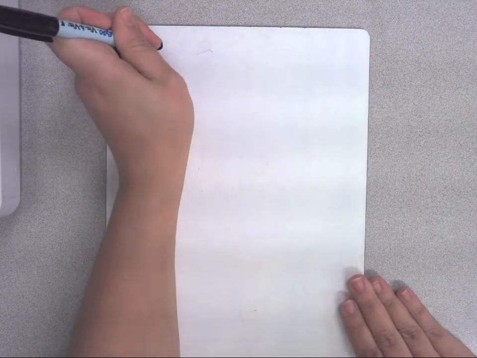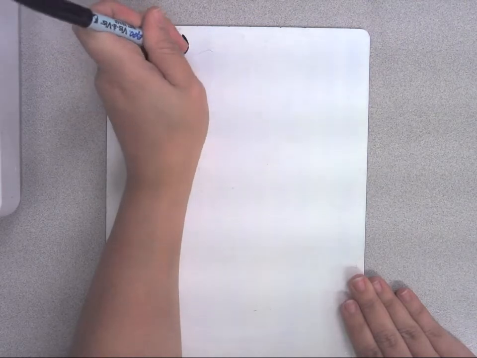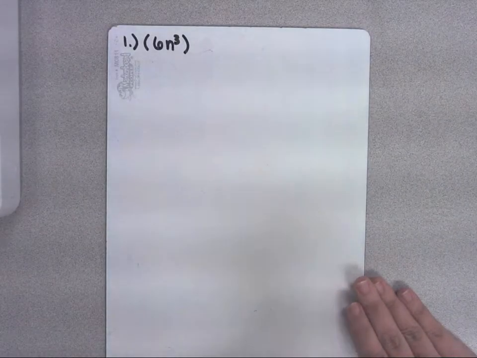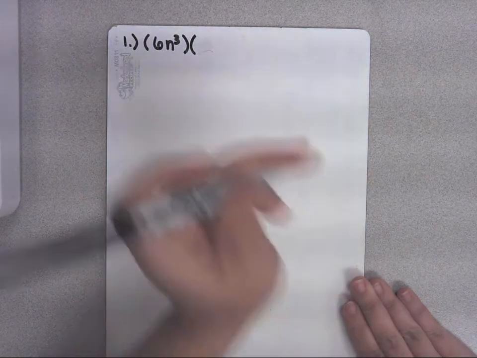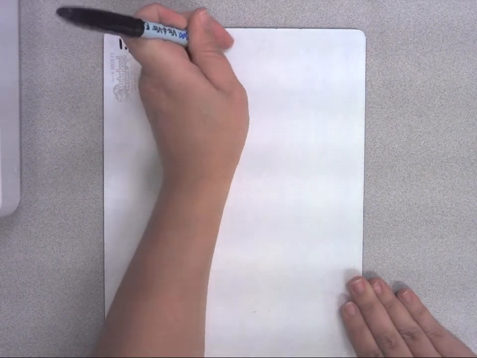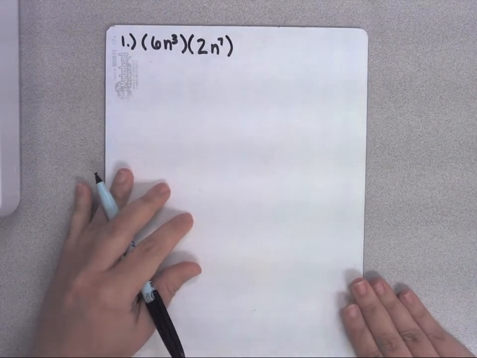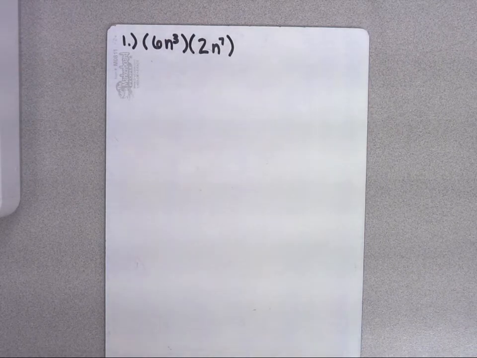Parentheses, 6n to the third, close your parentheses. Next set of parentheses, 2n to the seventh. So you still have to use your order of operations. I always look at my whole numbers first. What are your whole numbers doing right now? Being multiplied, so multiply them.